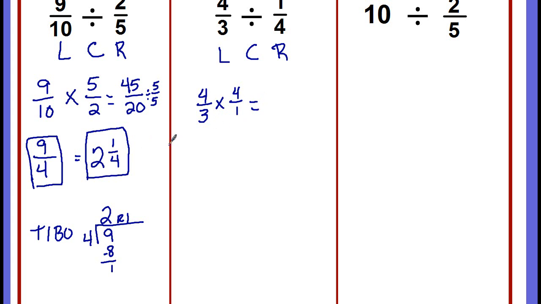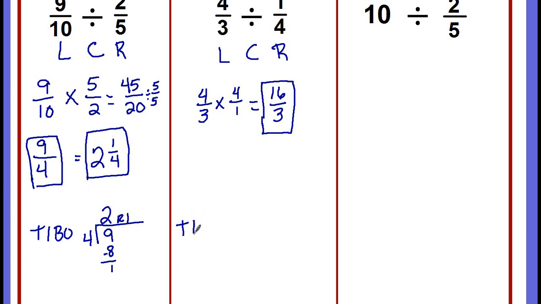Now we have a multiplication problem. Multiply the numerators. 4 times 4 is 16. Multiply the denominators. 3 times 1 is 3. And 3 is not a factor of 16, so our improper fraction is simplified.